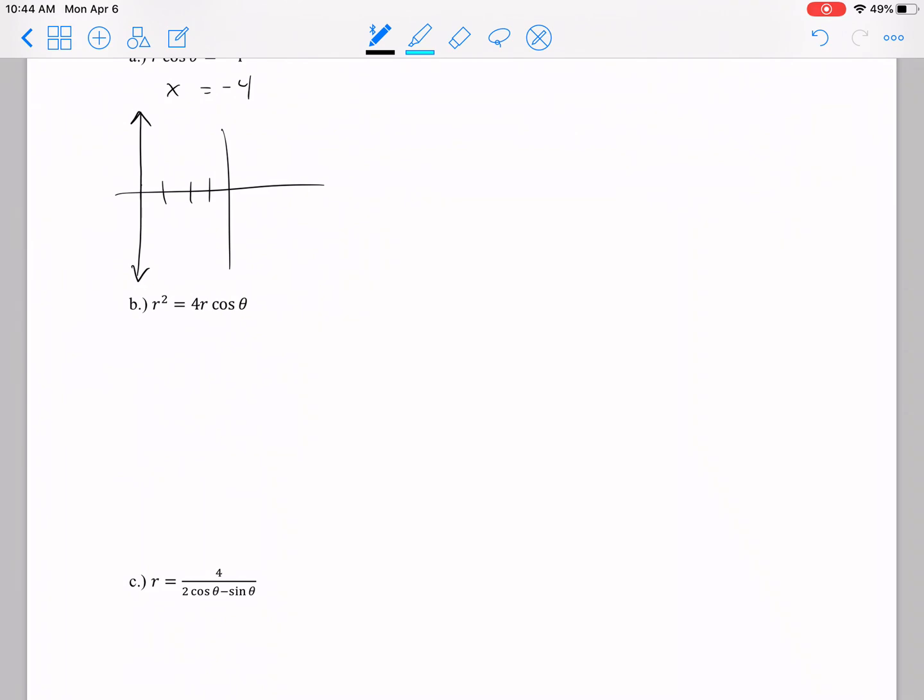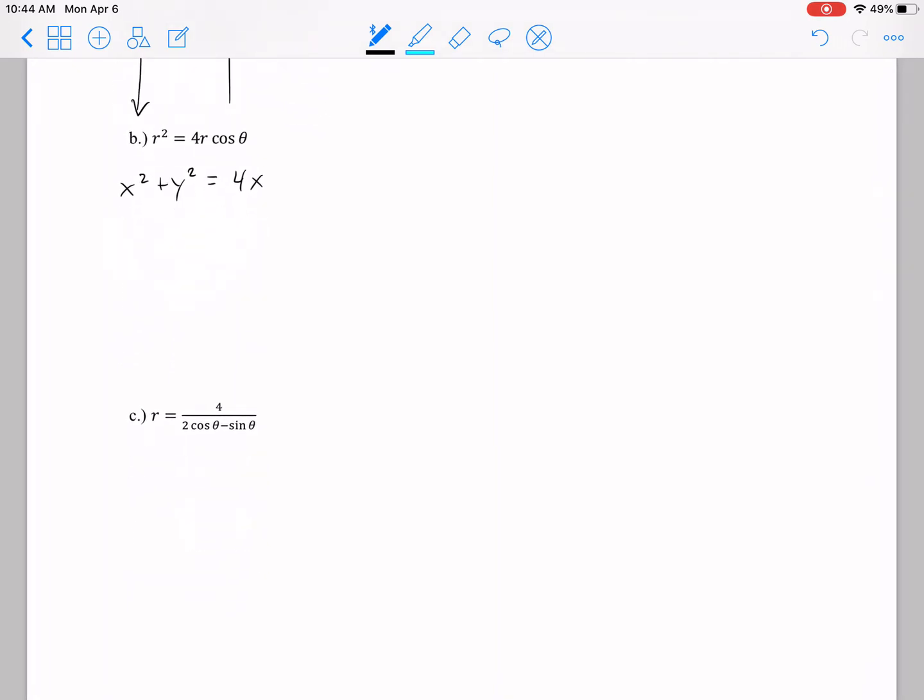Next one, r squared equals 4r cosine theta. So r squared is x squared plus y squared, and r cosine theta is just x, so 4x. And then it's up to you if you want to go through and do completing the square. I'm going to leave that for you. If you have issues with completing the square, then just meet me on Zoom and I'll walk you through how to complete the square.